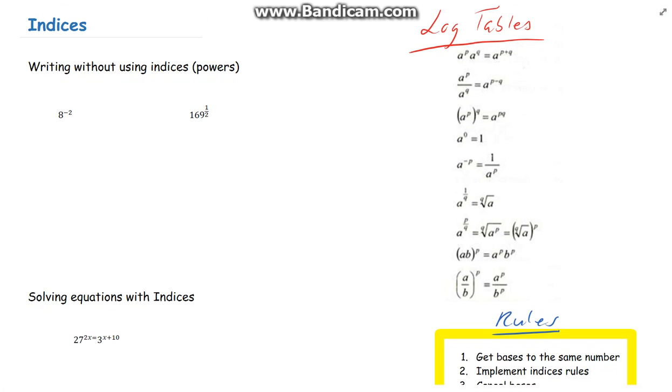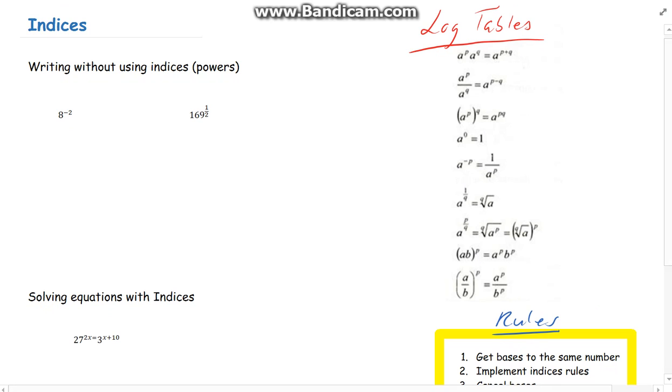Okay, so we're going to look at indices. One of the questions they can ask you is to write without using indices, and the second type of question they may ask you is to solve an equation using indices. For each of these questions, you're going to have to go to your log tables, and in your log tables you'll find all of these rules here. And these may need to be implemented for the various questions you might get.